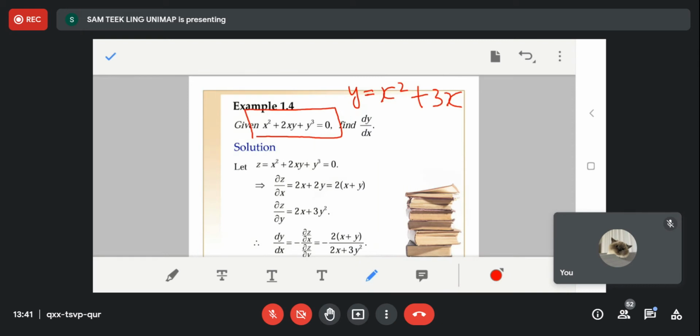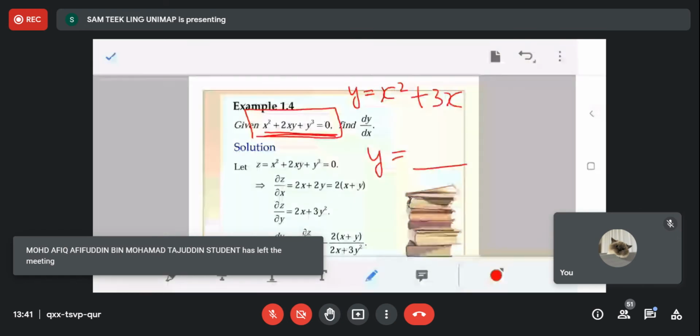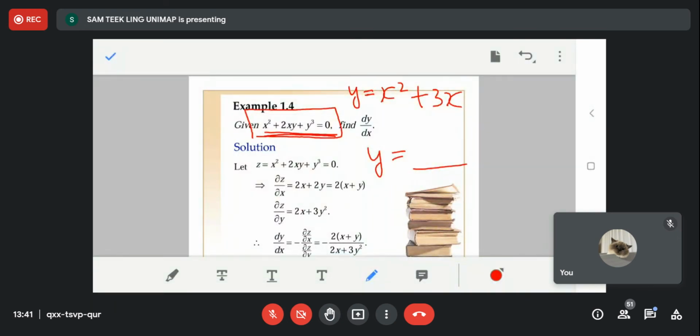So if you see your example 1.4, you cannot put x on one side and y on the other. You rearrange, but you cannot write y equals a function of x. If you cannot write it like this, we will use the implicit function. This means that you cannot directly find dy/dx, so this is why we use the implicit function.